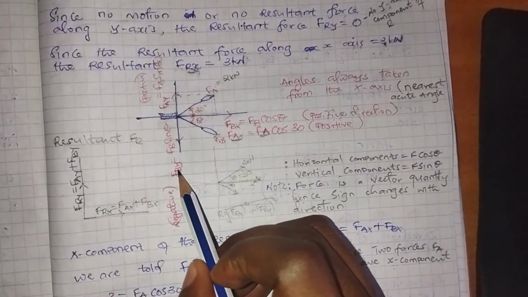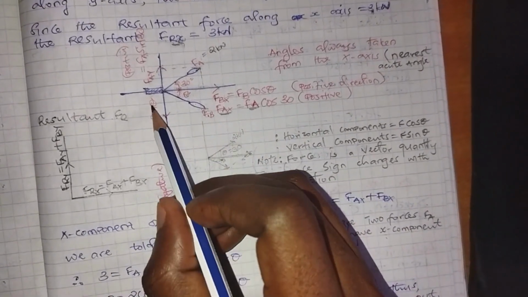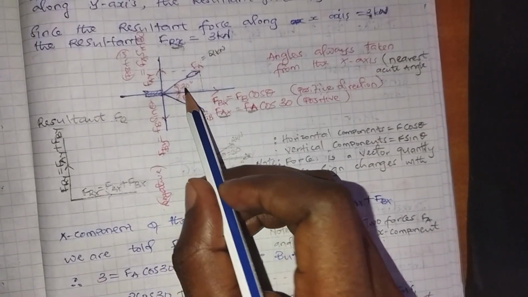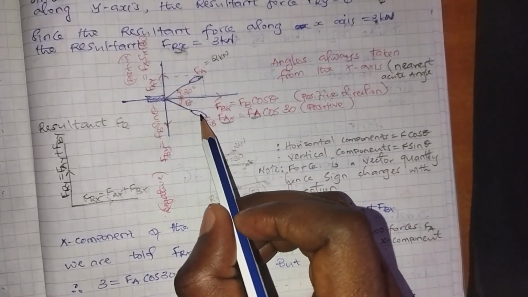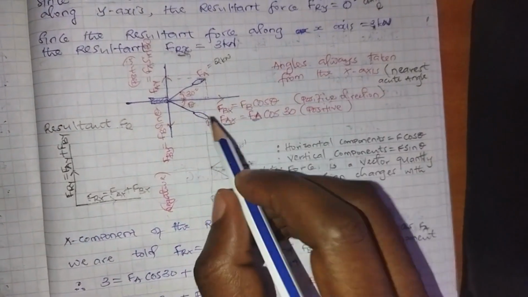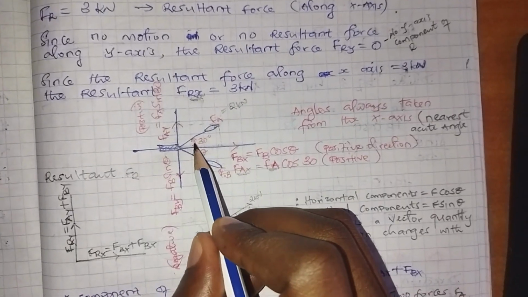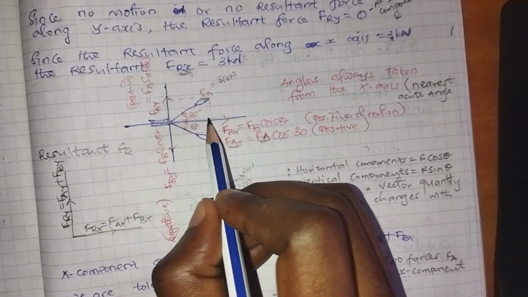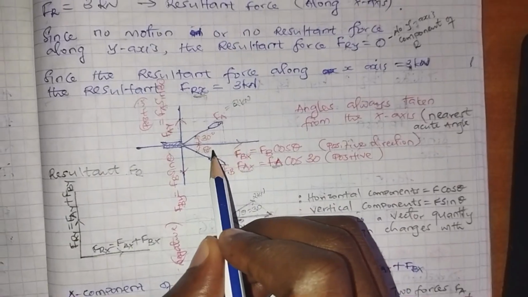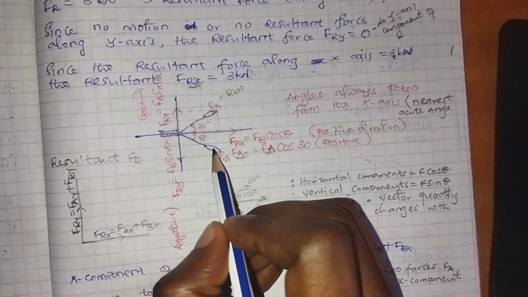So it will be given by Fby equals Fb, the magnitude, times the sine of this angle, not this one, but the respective force, this angle from the x-axis, always. Also remember that when we are determining the direction of the angle, we always measure from the x-axis, the acute angle, the nearest acute angle to that force.